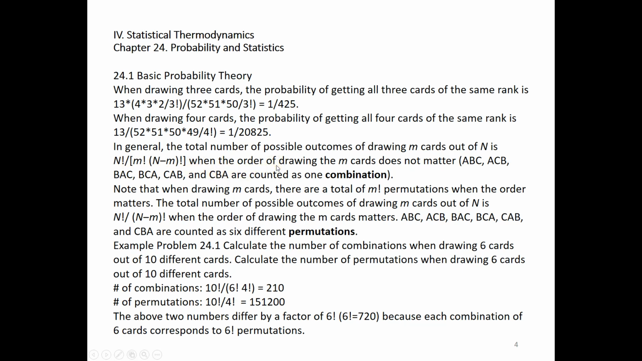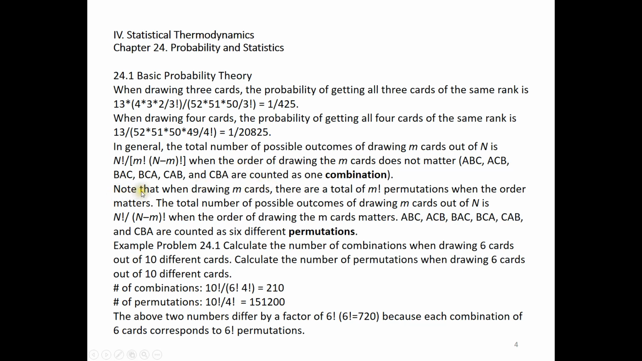If the order of drawing those cards does not matter, we're going to count all these 6 different orders as one combination. So ABC is equivalent to ACB, equivalent to BAC, right? So when you play blackjack in a casino, whether you get an ace and then a king, or a king and then an ace, that's just the same.